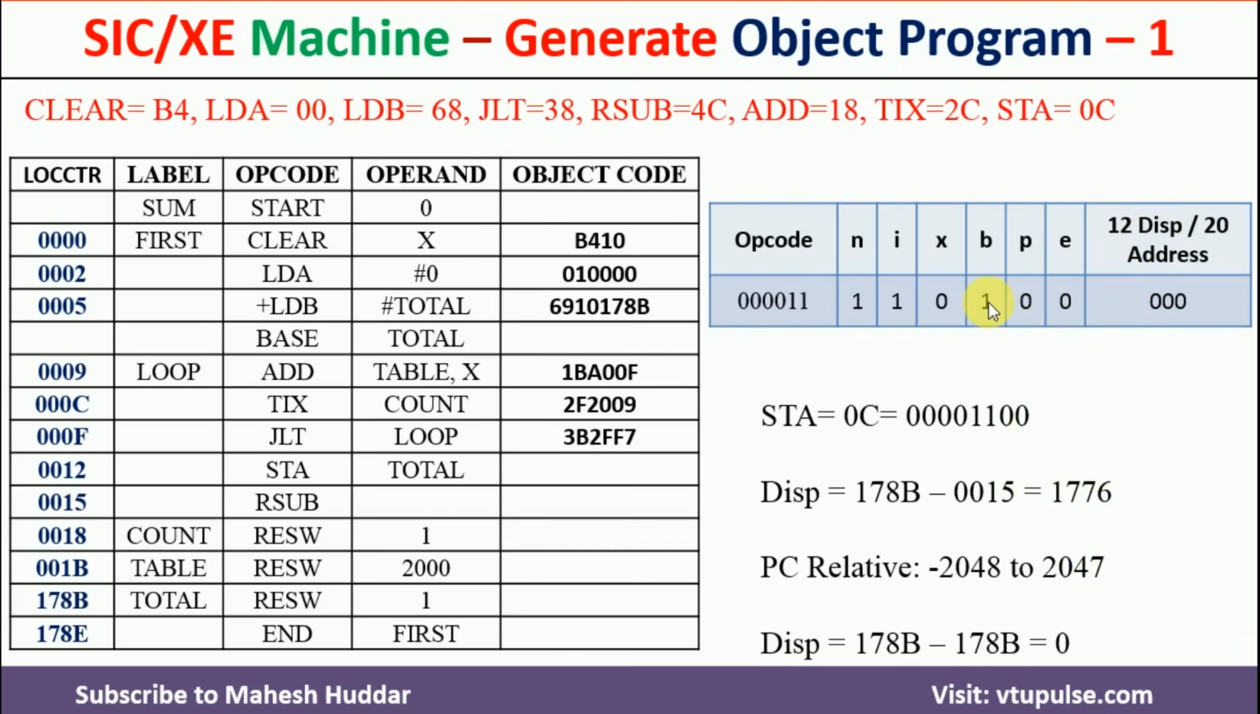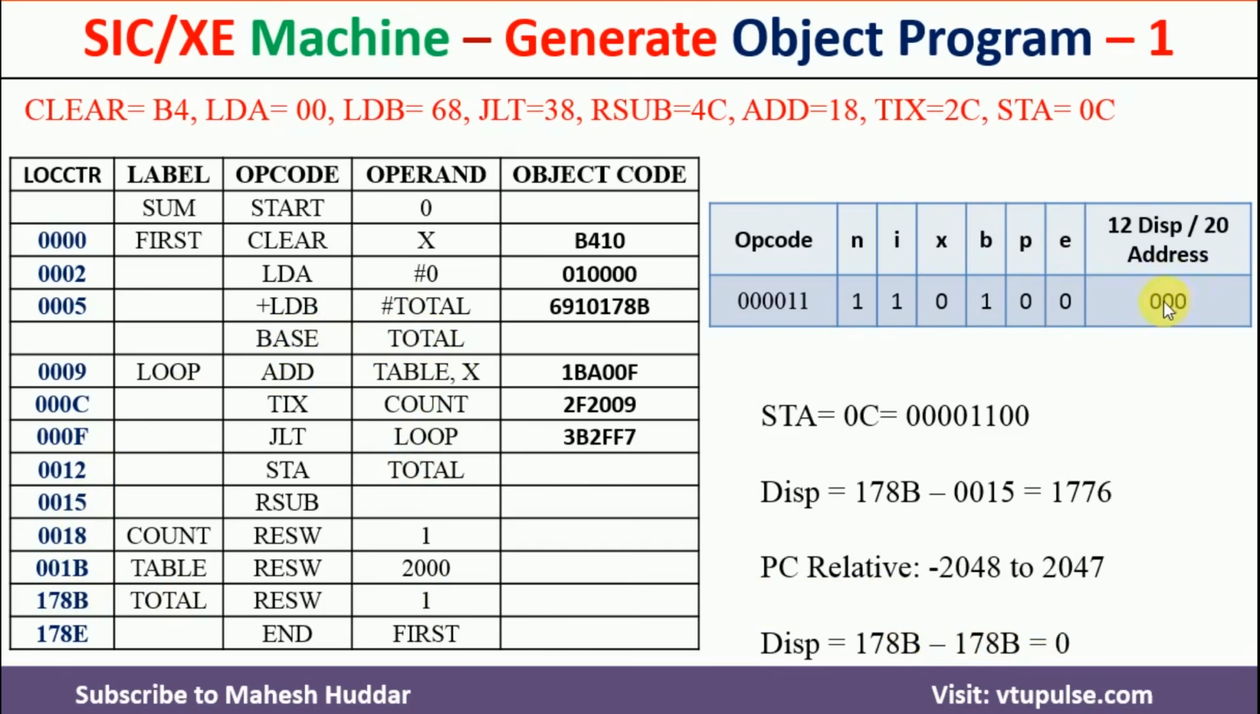So base relative addressing mode, B will be set to 1, P will be set to 0 here. E is 0 because it's a third type of instruction here. Because it's a base relative addressing mode, again we have to calculate the displacement. That is the value of this total, which is 178B, minus the value of the base register. What is the value of the base register? In the base register we are storing the value of total again. So what is the total value? 178B. 178B minus 178B is equivalent to 0 here.